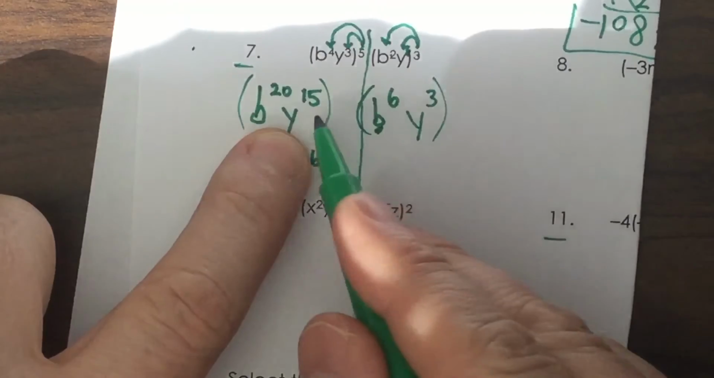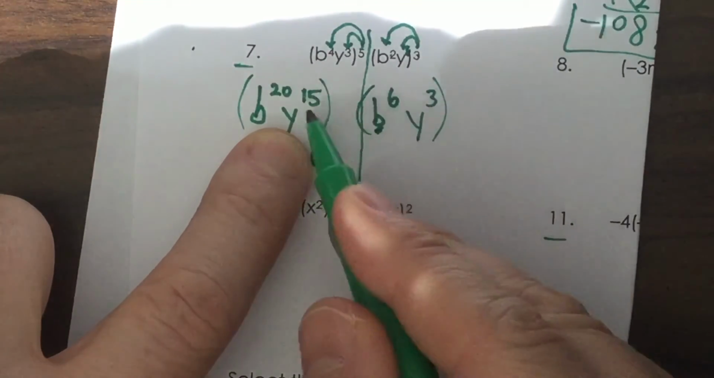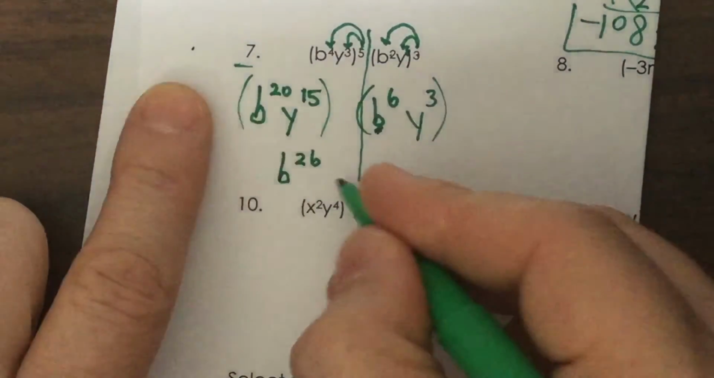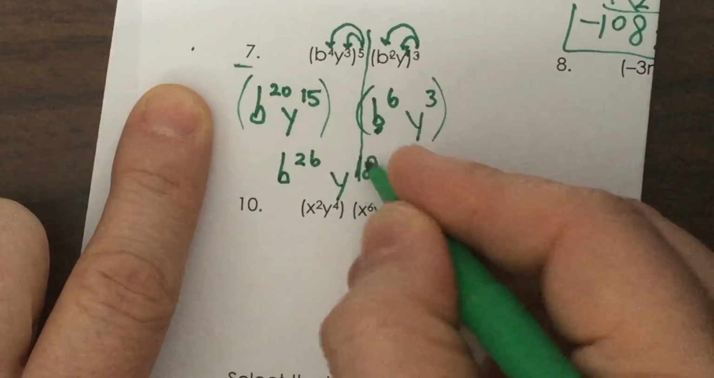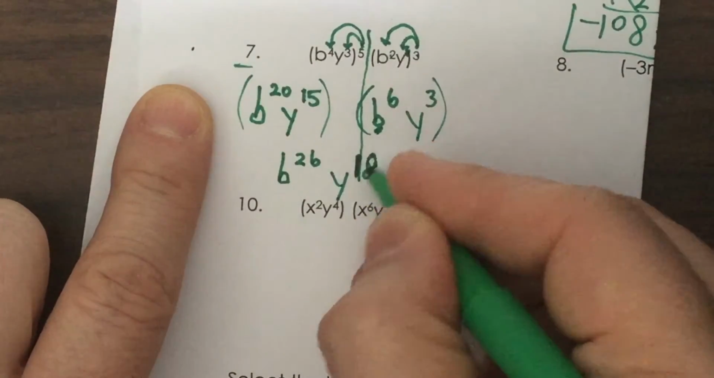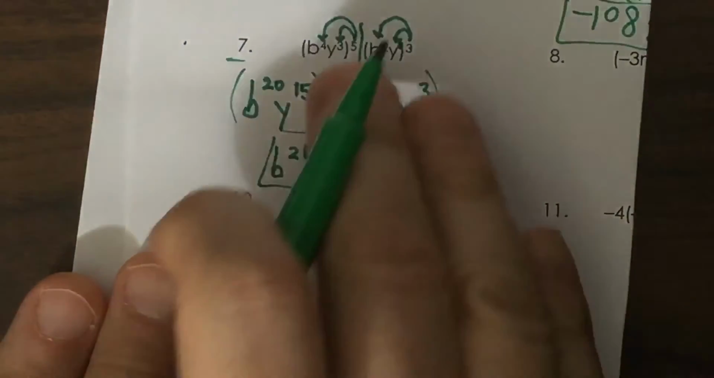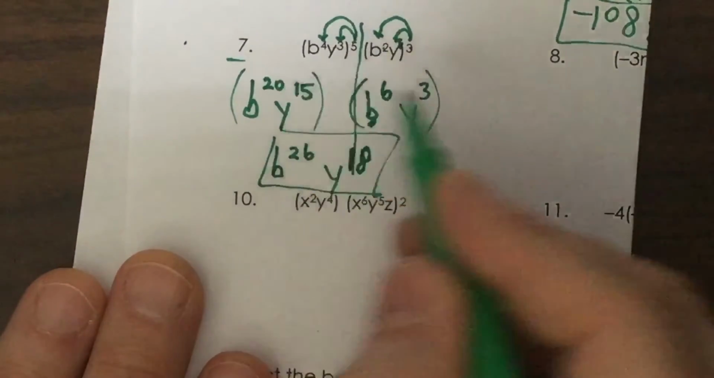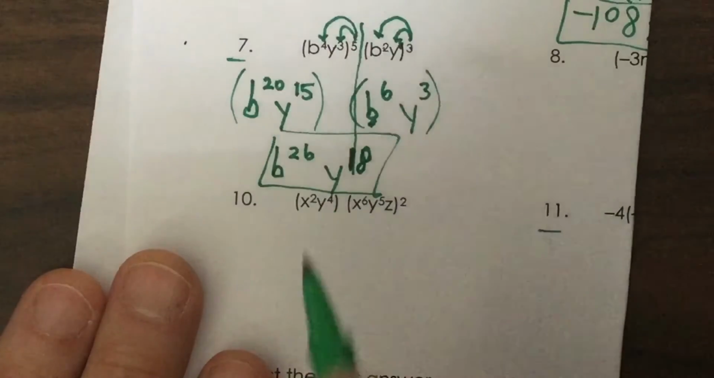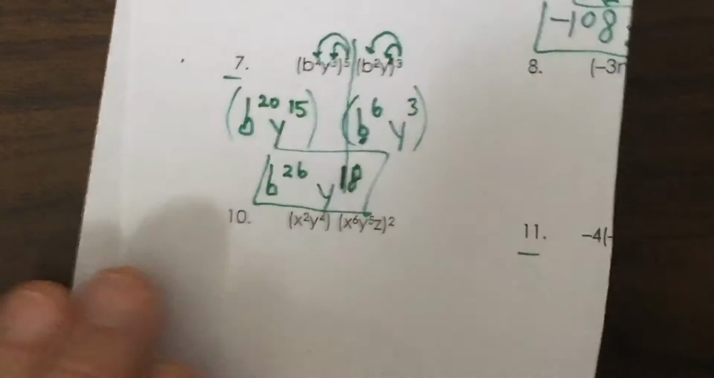And then I ignore the b, and I have y and y. 15 and 3 adds to give me 18. Y to the 18th. Okay, that's it. So that really complicated problem is basically 1, 2, 3 short problems. Okay, just chop it up into little pieces.